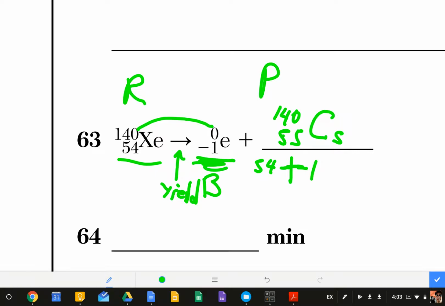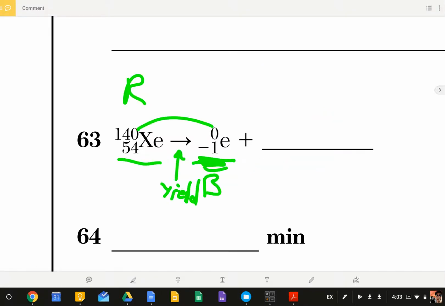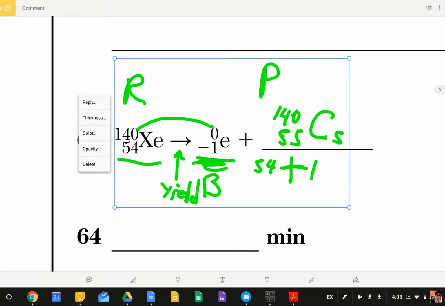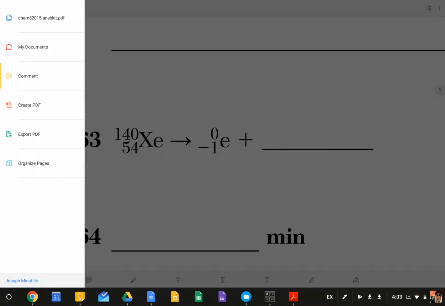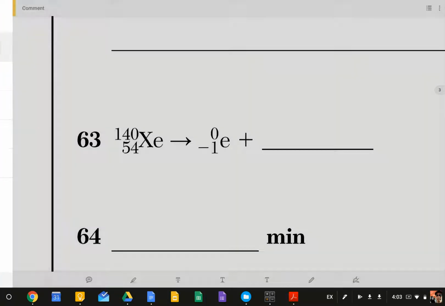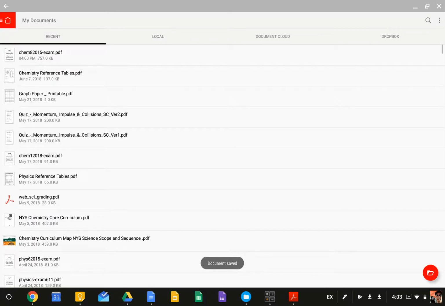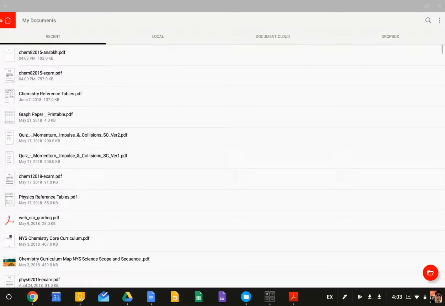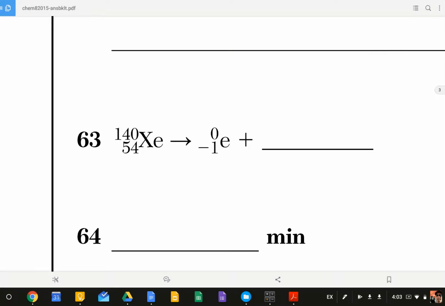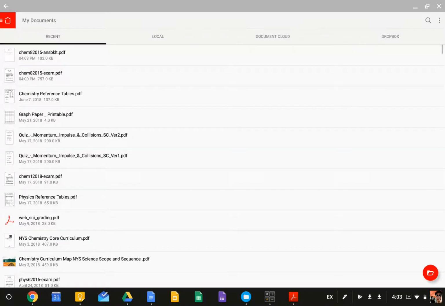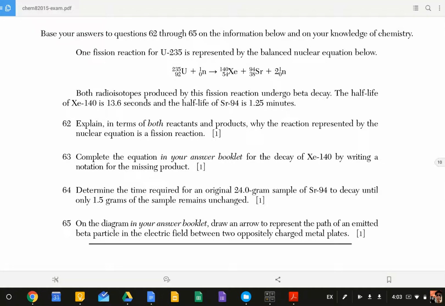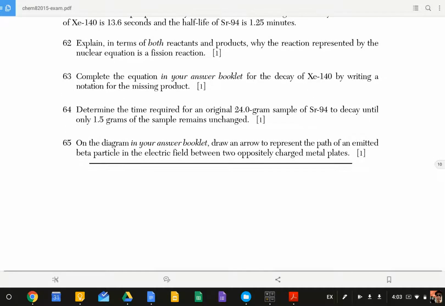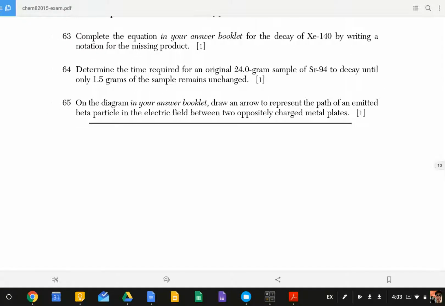All right, now I'm going to delete all that. Go back to the questions. Let's go back to the exam. No, we went back to the answer booklet, not what I wanted. Back to the exam.